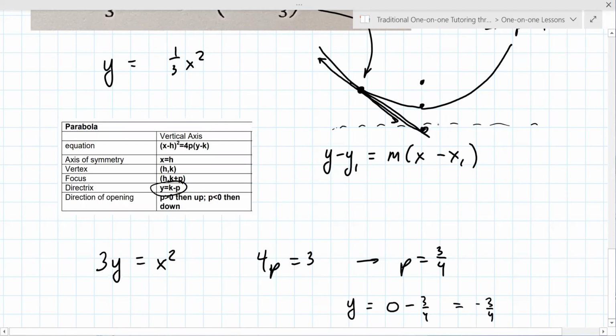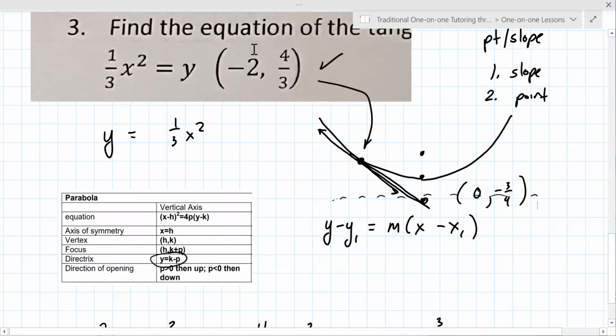So this other point here is 0 comma minus 3/4, and then there's the other point. So we're going to find the slope between them. I hope this works. This doesn't feel like it's going to work. Minus 3/4 minus 4/3 over 0 minus negative 2.